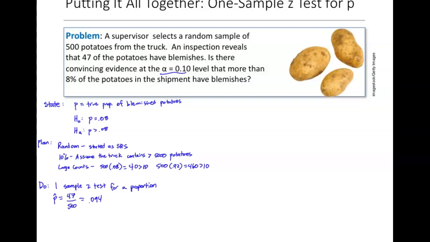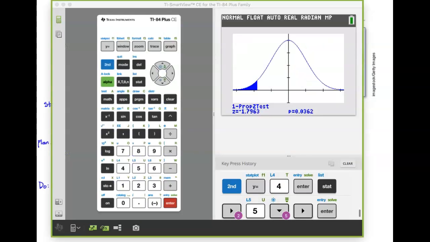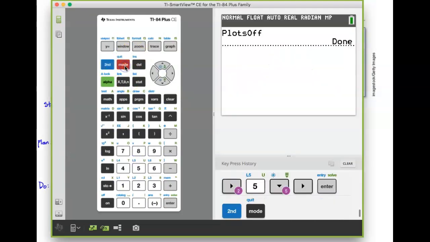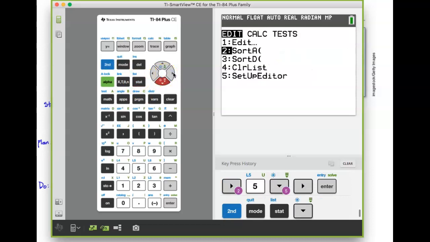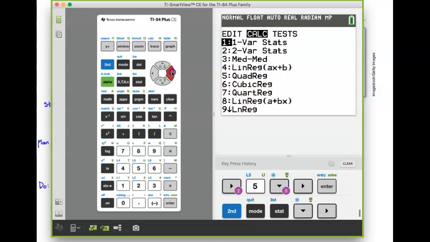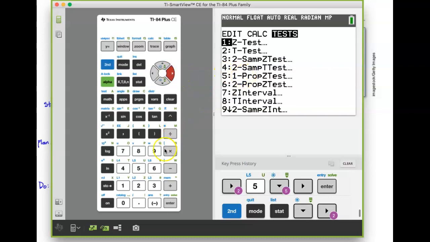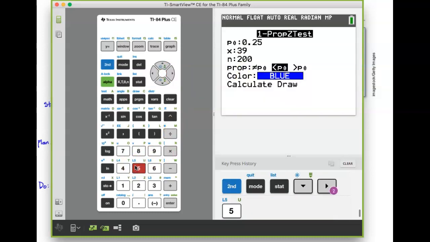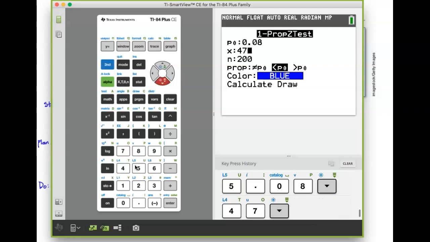So in our calculator, let's go to our stat tests. We want the one prop z test, so the fifth option. Our p not value now is 0.08. Our x is 47. Sample size is 500. We want to change this to be greater than.